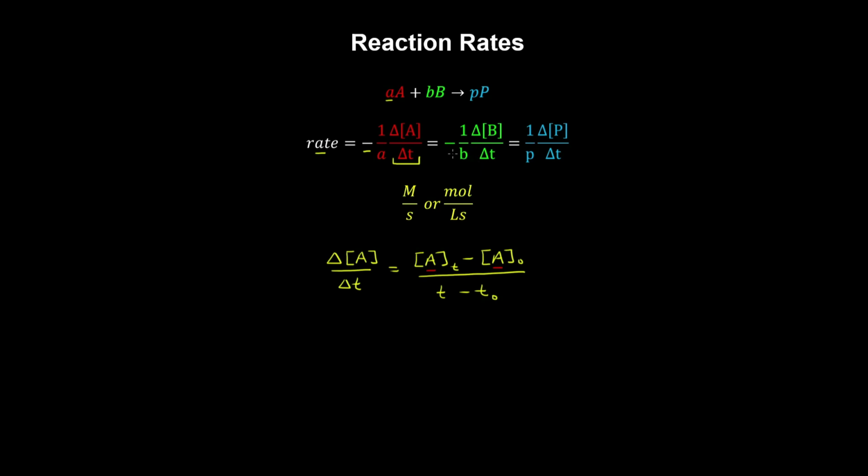And similarly for reactant B, we have the rate of change of the concentration of reactant B with respect to time on the stoichiometric coefficient, and that's equal to the rate at which the product is formed on the stoichiometric coefficient. And a unit of the rate of the reaction is in molar per second, or moles per litre per second.